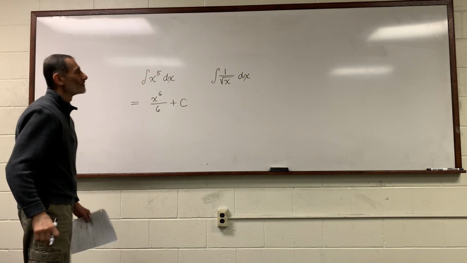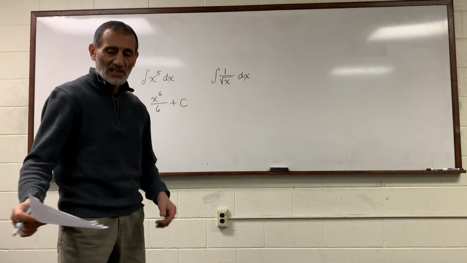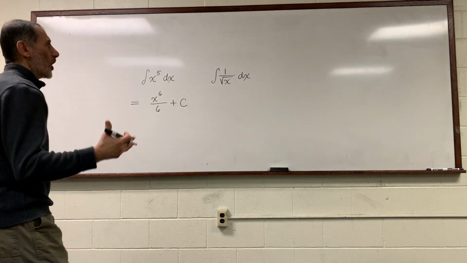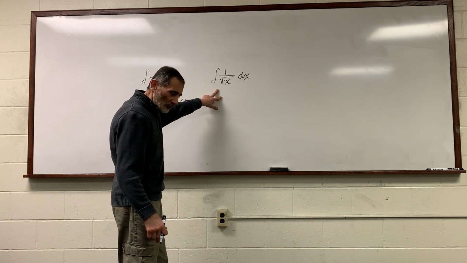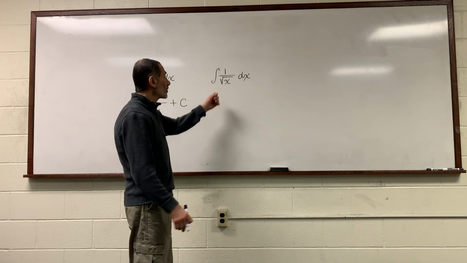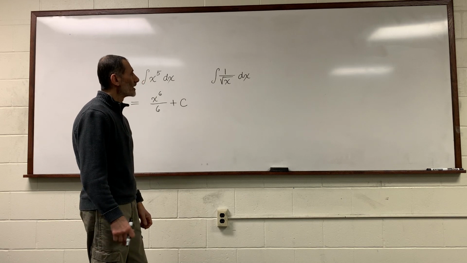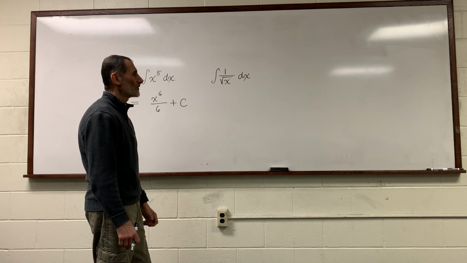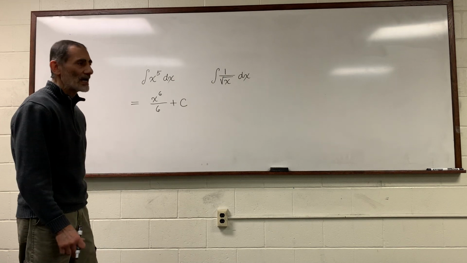All right, now, for this, I have always told my classes that there are some derivatives that you should know. You should know that the derivative of the square root of x is 1 over 2 times the square root of x. So what we have here is 2 times the derivative of the square root of x. So we would expect that our antiderivative is 2 times the square root of x.